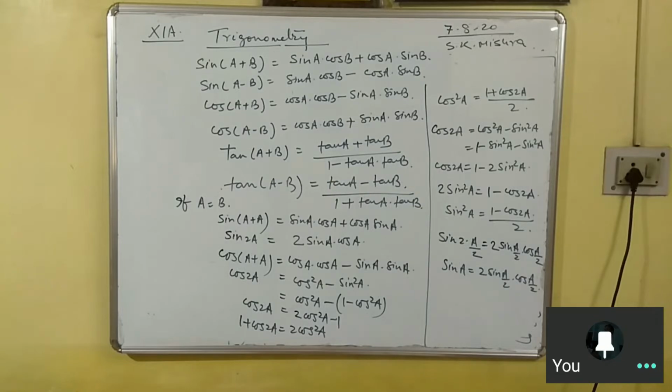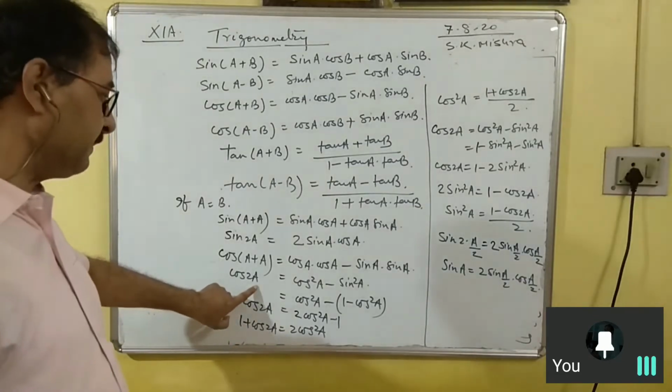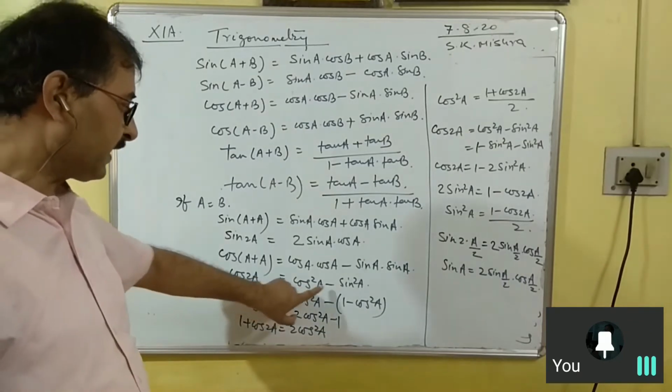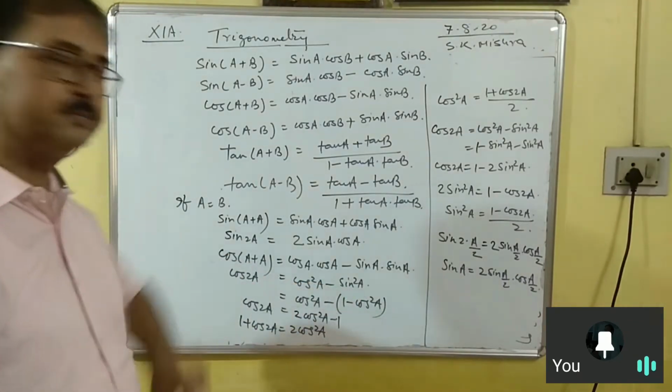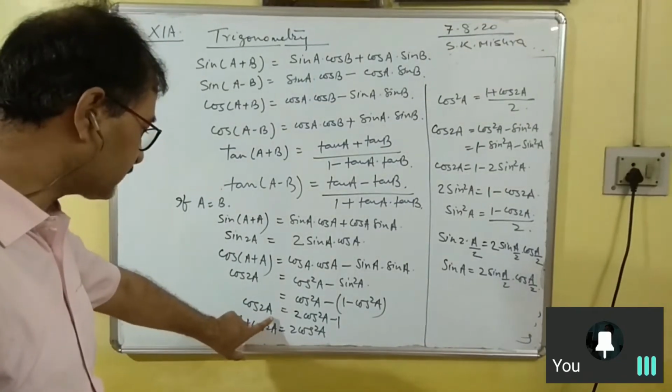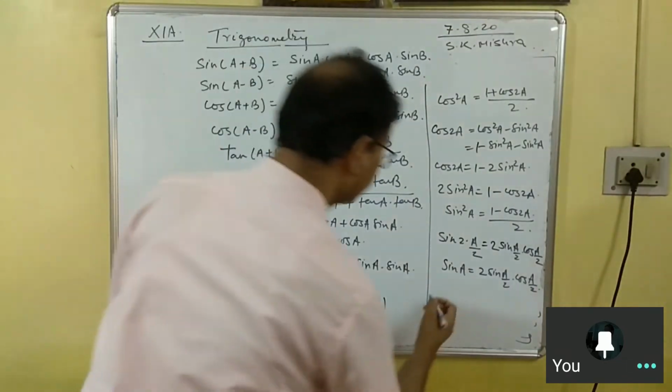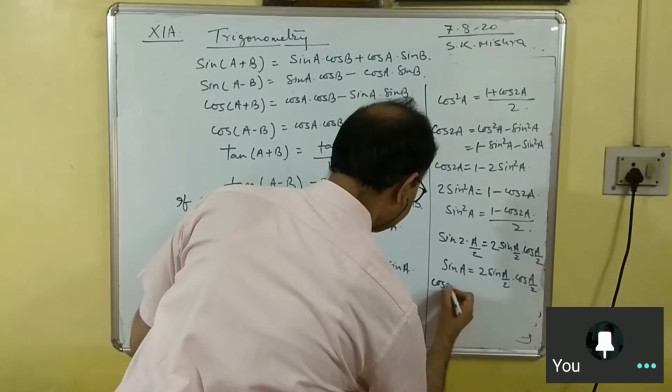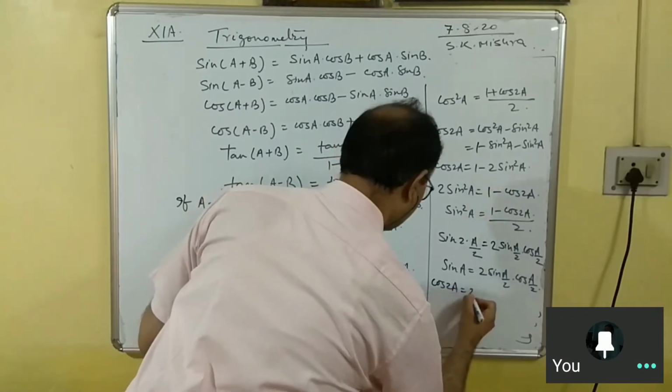Now similarly, if you put A as A by 2, then this is cos square A by 2 minus sin square A by 2. And finally, cos 2A is 2 cos square A minus 1.